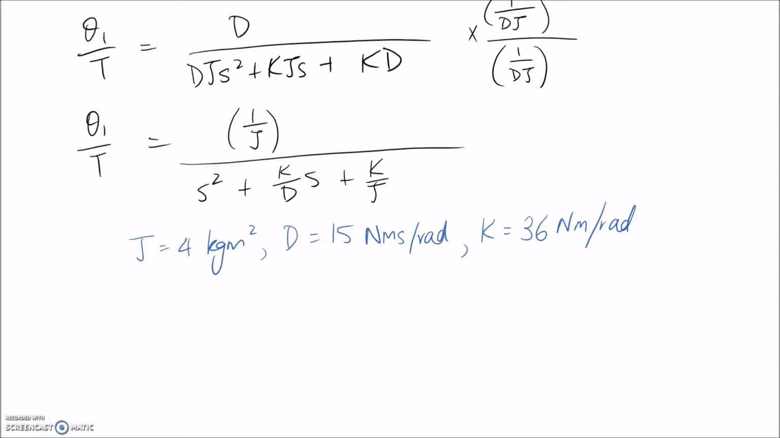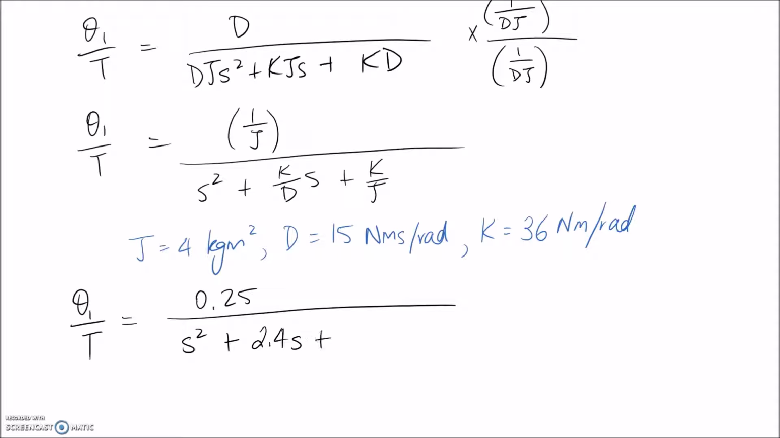So what we want to do is just sub them straight in. 1 on j is 1 on 4, so that's 0.25. K on d is 36 on 15, and that is equal to 2.4. And k on j, this is k, this is j, that's equal to 9. So now we want to identify the order of our system. For that we just need to look at the highest power of s that we've got, and that is s squared, so it's 2, which makes it a second order system.